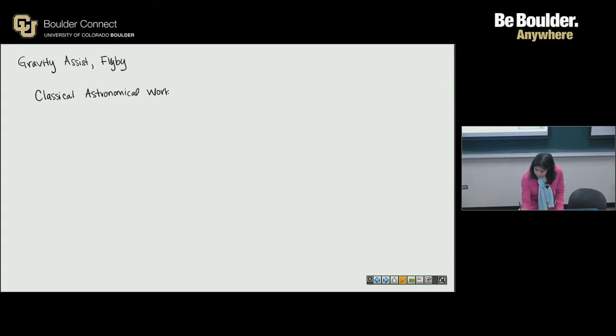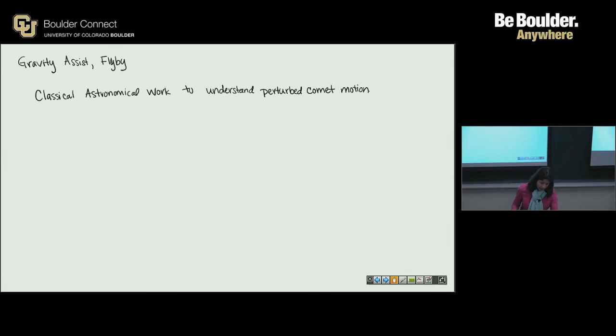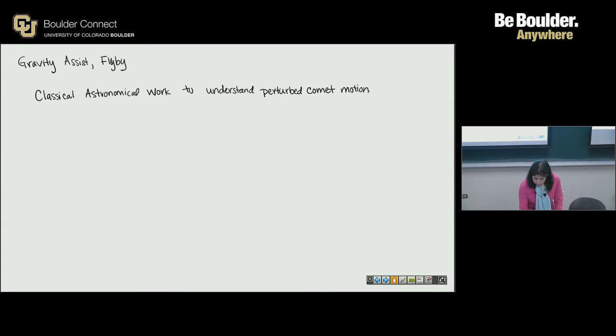Anyone have any ideas what they might be studying if they're looking at gravity flybys? Asteroids? Yeah, pretty much. Or comets. Comets, yeah. So to understand perturbed comet motion. So these astronomers were observing comets, and they weren't staying in the orbits that they thought they were, and they couldn't figure out why. And the best example we have of this is Comet Lexell.